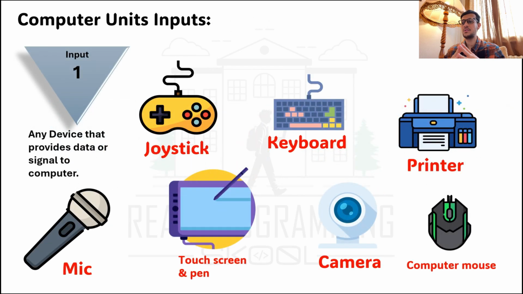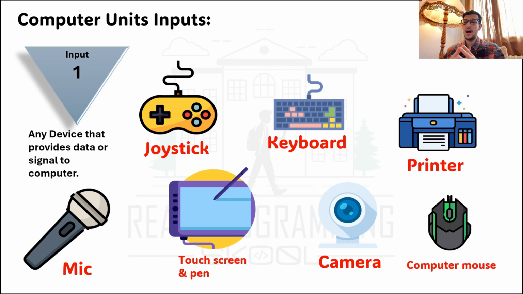Computer unit input is any device that provides data or signal to the computer. Anything that you input to the computer by Bluetooth, wireless, USB, like joystick, keyboard, computer mouse, camera, touch screen and pen, mic. All of these are input units. Any devices that provide data or signal to the computer.